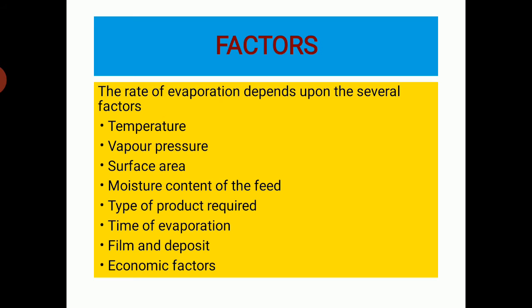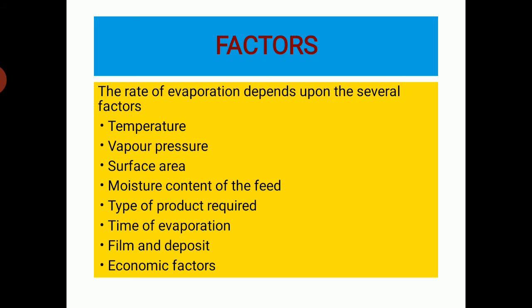Below the boiling point, vapor is formed from the surface only. At the boiling point, vapor is formed throughout the body of the liquid as well as from the surface. Next one is vapor pressure. The rate of evaporation is directly proportional to the vapor pressure of the liquid. The nature of the liquid is also important for the rate of evaporation. Liquids with low boiling points evaporate quickly because of high vapor pressure at lower temperatures.